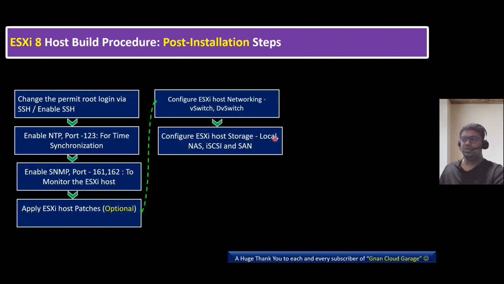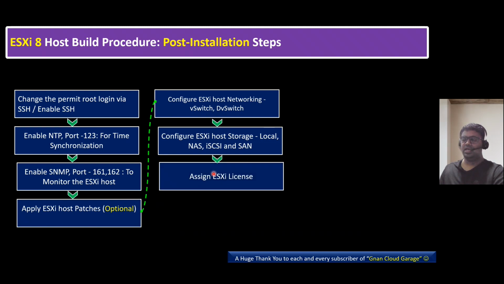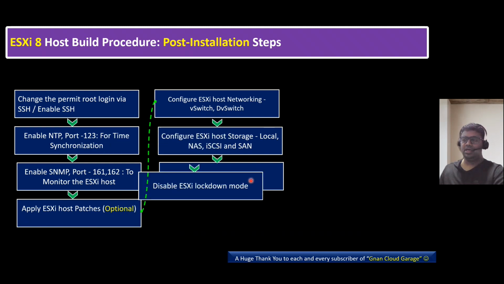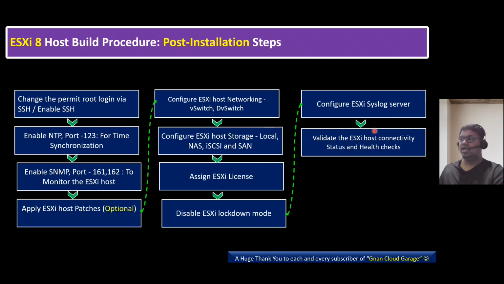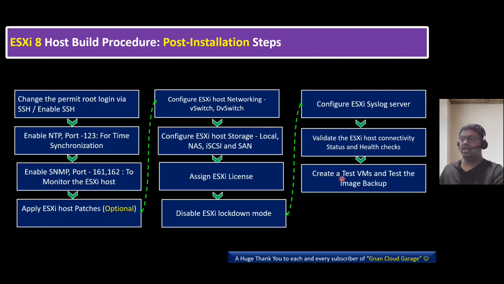And configure ESXi host storage, which can be configured on local, network attached storage, iSCSI, or storage area network. And assign the license. Currently in our lab, we are using an evaluation license. Disable the lockdown mode and configure the ESXi syslog server. This is a recommended step in real-time scenarios. For example, for the syslog server, we can configure it to vRealize Log Insight or Aria Log Insight, and validate the ESXi host connectivity status and health checks, and create a test VM and take an image backup.